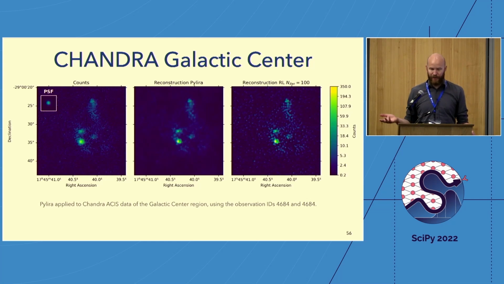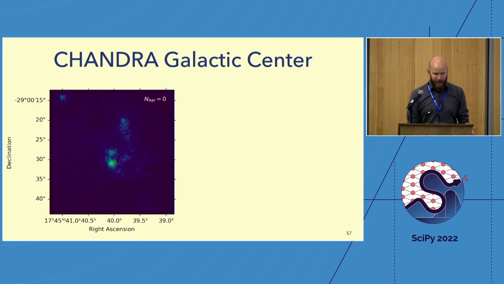And on the right, you can see the reconstruction from the Richardson-Lucy standard method, in this case with 100 iterations. And you can see that the Pylira algorithm indeed leads to a much smoother reconstruction of the data. Let me quickly visualize the sampling process. So this is the chain of images that are sampled by Pylira.